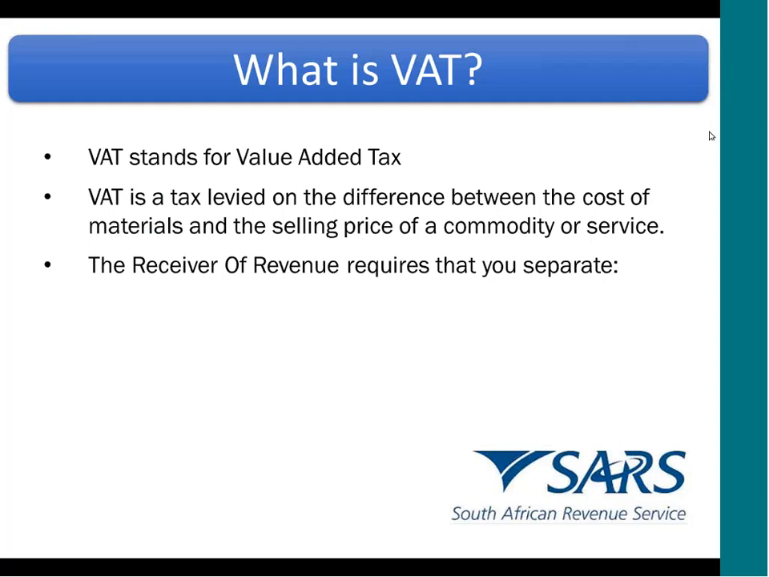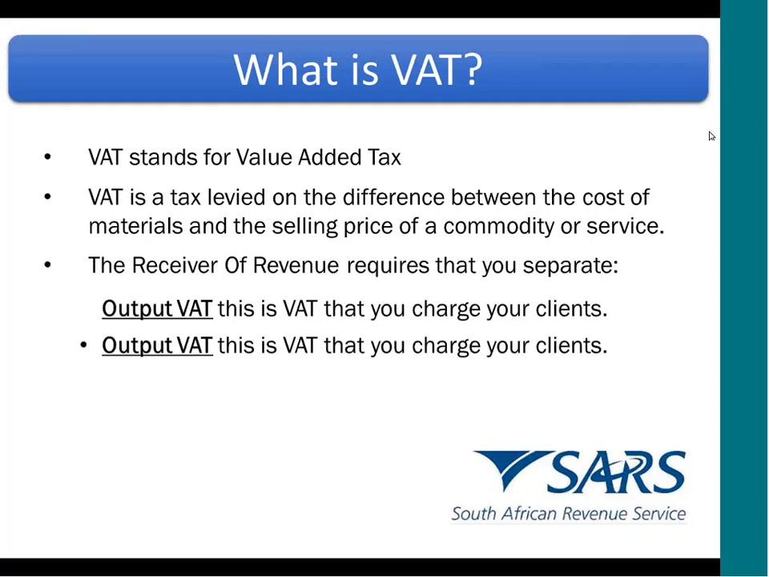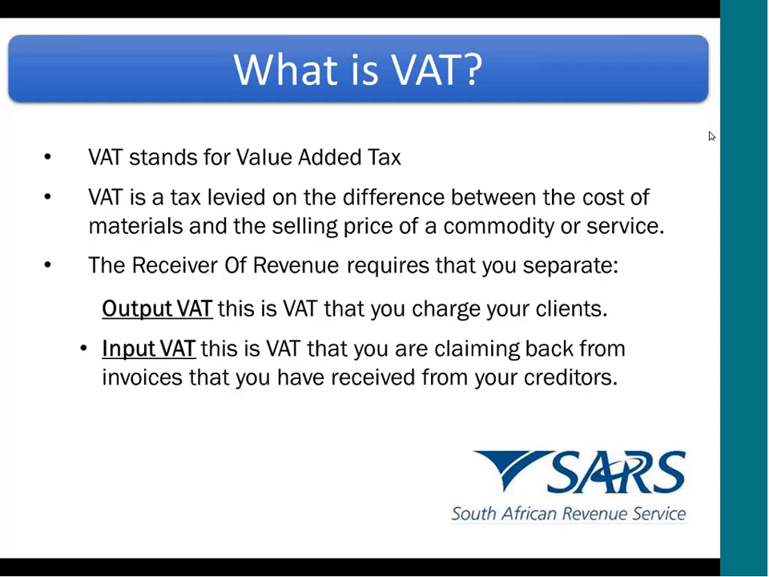The receiver of revenue requires that you separate your output VAT from your input VAT. Output VAT, this is VAT that you charge your clients, so income transactions. And input VAT, this is VAT that you're claiming back from the invoices you've received from your creditors.